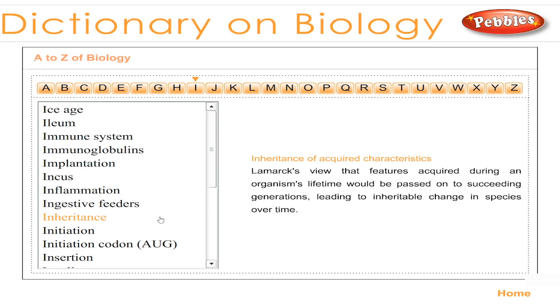Inheritance of acquired characteristics, Lamarck's view that features acquired during an organism's lifetime would be passed on to succeeding generations, leading to inheritable change in species over time.